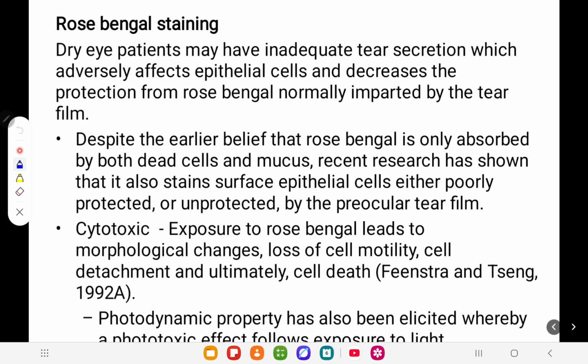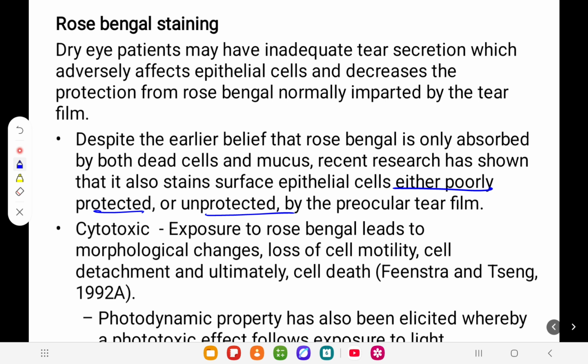That's it. So the Rose Bengal test is just a simple staining test. The dye is present where tear protection is inadequate, and the epithelial cells have decreased protection from Rose Bengal, and that's why Rose Bengal takes stain. Despite the early belief that Rose Bengal only stains dead cells and mucus cells, recent studies have shown that it stains surface epithelium that is either poorly protected or unprotected.